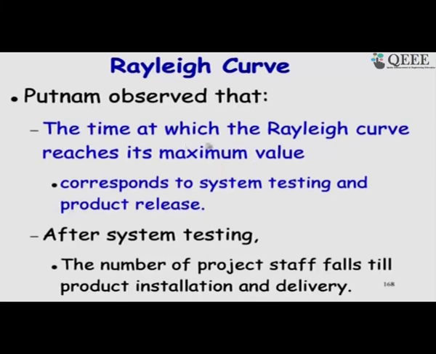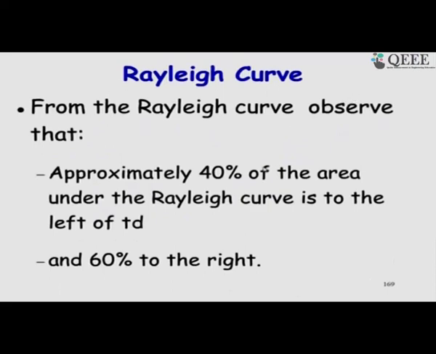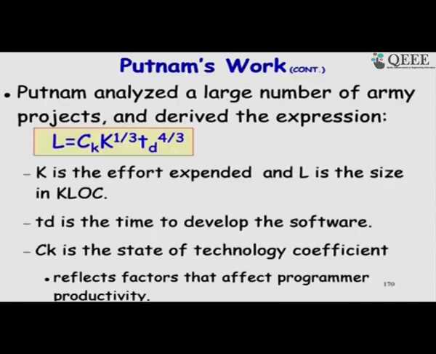And the time at which the Rayleigh curve reaches the maximum value corresponds to system testing and product release. And also 40% of the area under the Rayleigh curve is to the left. So, the development effort is roughly 40% and the maintenance is roughly 60%. So, that was his observation, and he gave this expression: L is the size in kilo lines of code, Ck is a constant, K is the effort in person months, and Td is the development time in months.